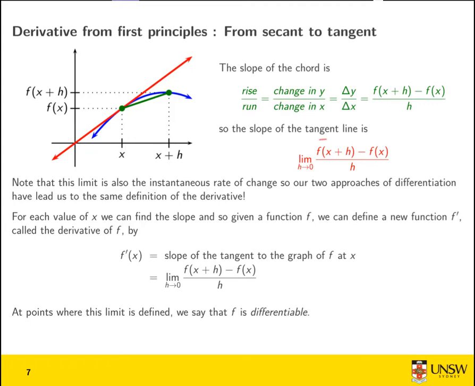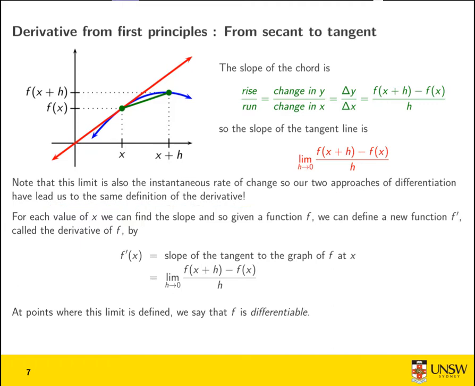Note that this is the average rate of change of y equals f of x in the interval from x to x plus h. And then we take the limit, making the interval smaller and smaller and smaller. So that really is the instantaneous rate of change. So our two approaches end up giving the same definition for the derivative.